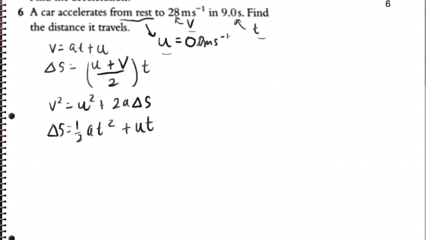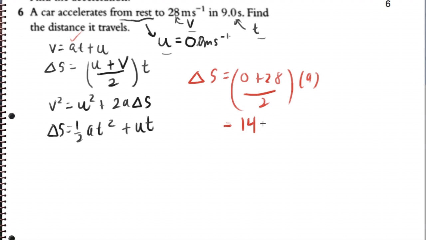There's nothing really amazing about this. What I want to do is find a formula that has u, v, and t in it so I can get the distance. Going here, I don't have a. When I actually get to the second formula, what I realize is I can use delta s equals 0 plus 28 divided by 2 times 9. And that's 14 times 9, which gives me 126 meters.